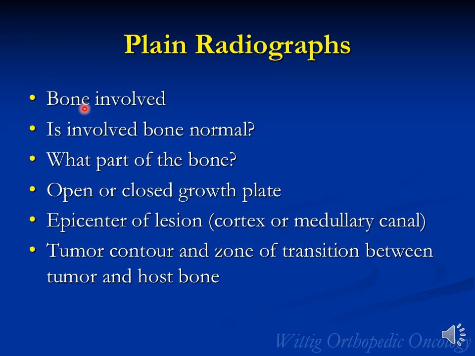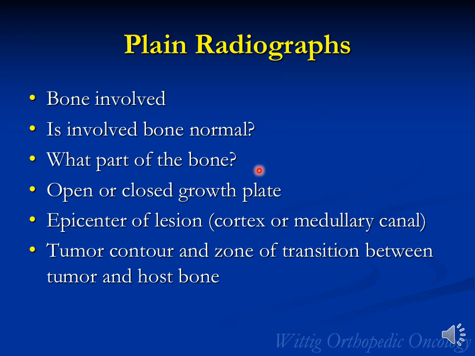On plain radiographs, you should identify what bone is involved. There are certain tumors that occur in certain bones, or occur more commonly in one bone than another bone. Is the involved bone normal, or is it abnormal, such as is it affected by a metabolic disease, such as hyperparathyroidism, where you may have a brown tumor of hyperparathyroidism? Is the bone osteoporotic? Are there other metabolic abnormalities in the bone that are reflected in the bone?